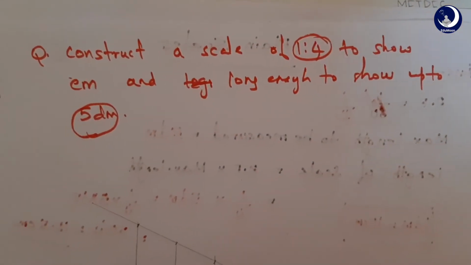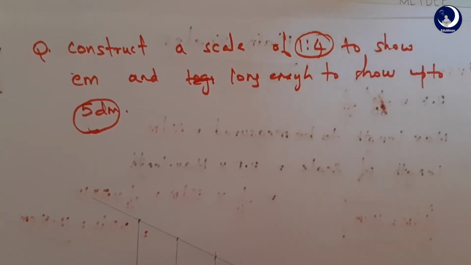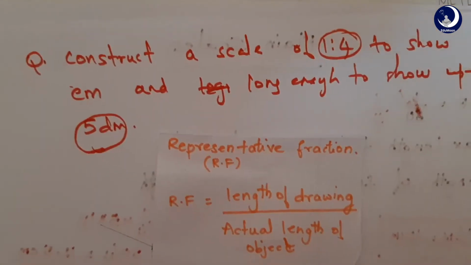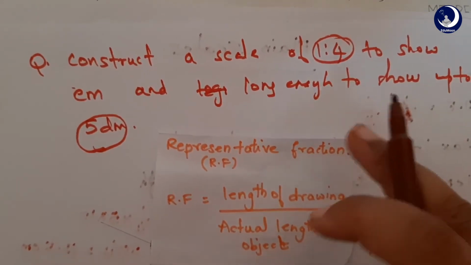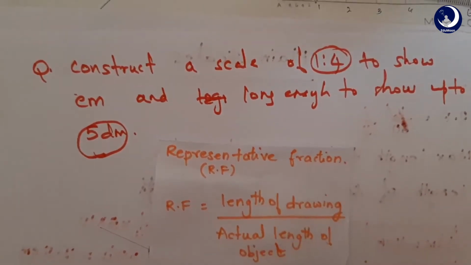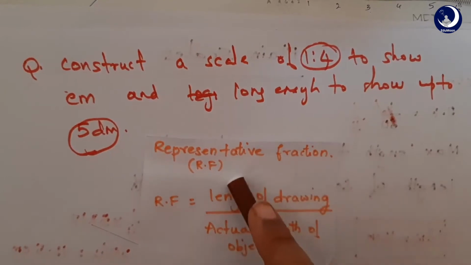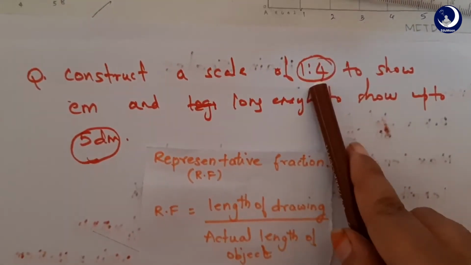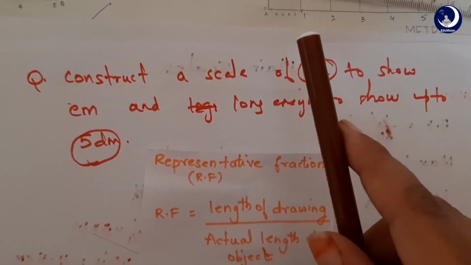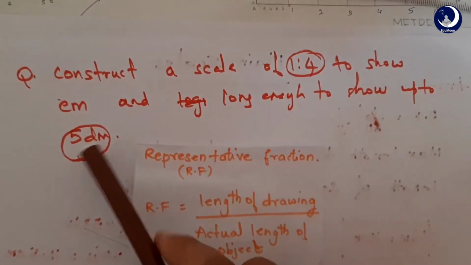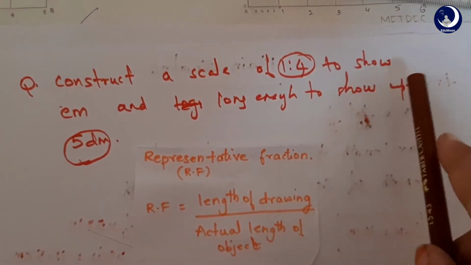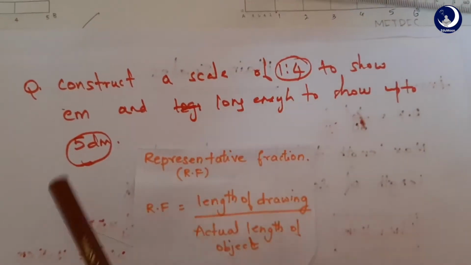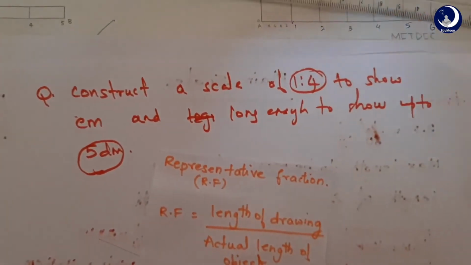Let us discuss this question. Construct a scale of 1:4 to show centimeter and long enough to show up to 5 decimeters. Whenever we see a question of scales, we must first identify 2 things. That is, first one, representative fraction RF, which is a ratio. So that is this 1:4. And we must identify the maximum length that is to be measured. So that is long enough to show up to 5 decimeters. So this will be the maximum length to be measured. So those are the 2 things you have to identify.